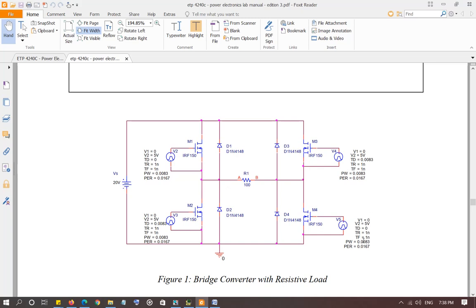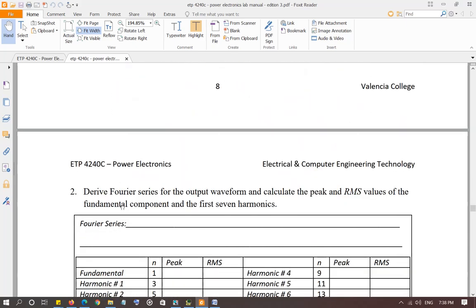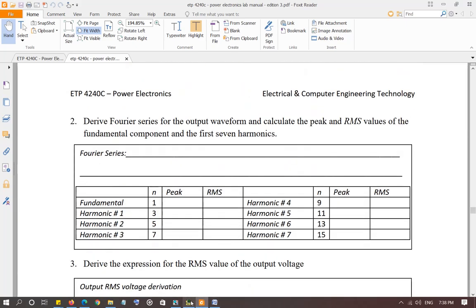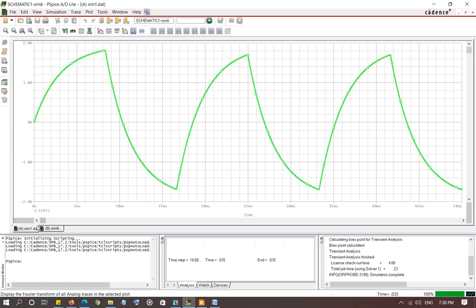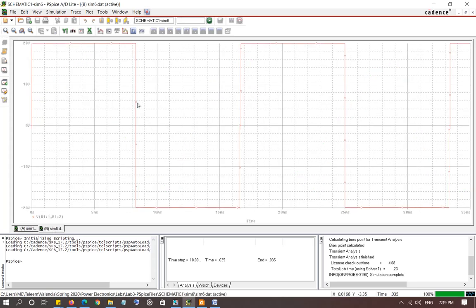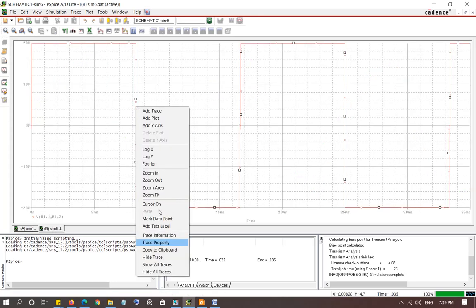What you're expecting here is a good square wave at the output with the values of 20 volt and negative 20 volt. So let me go ahead and show you. Okay, so this is the output of the first circuit.